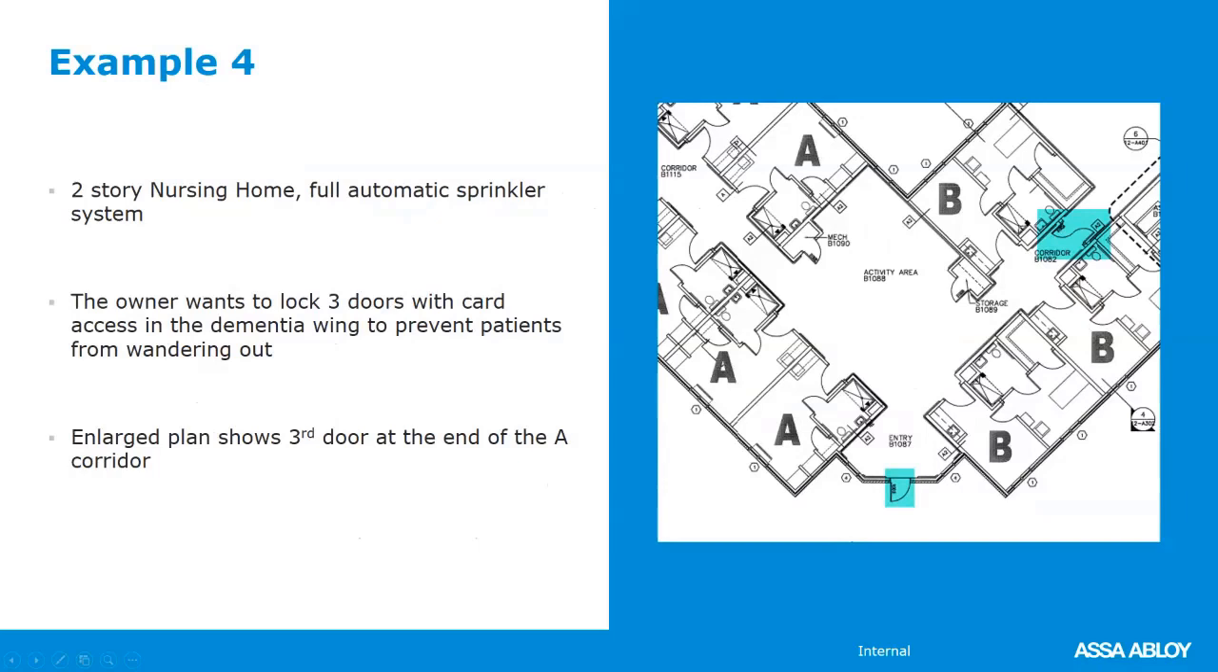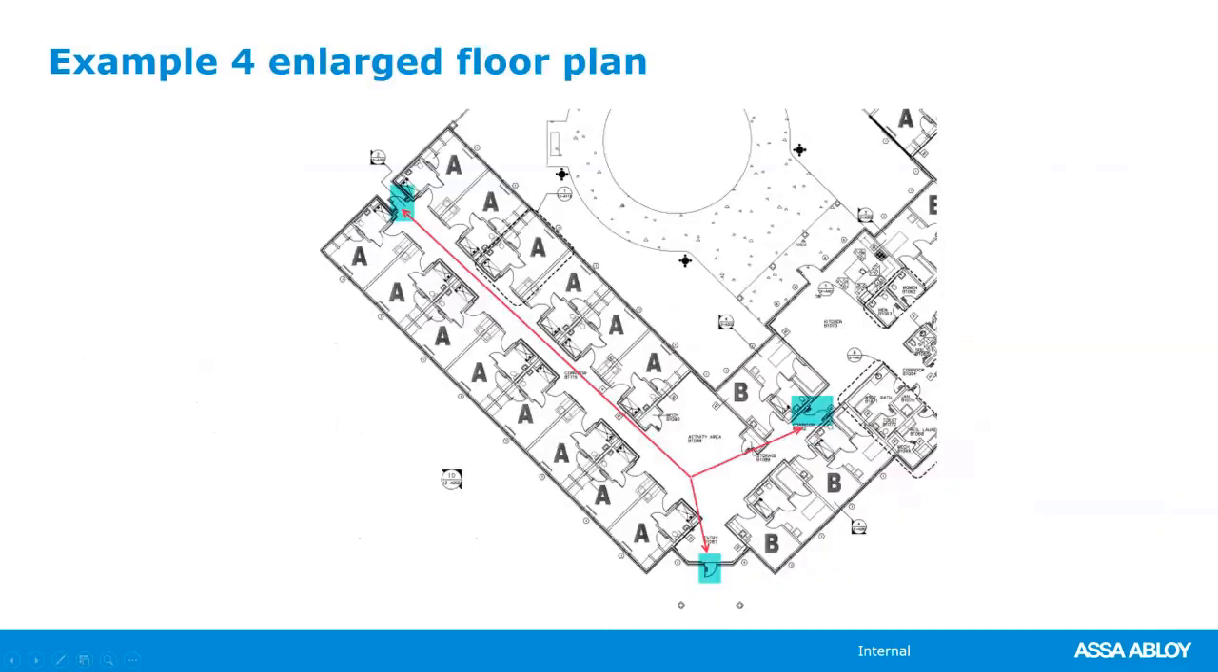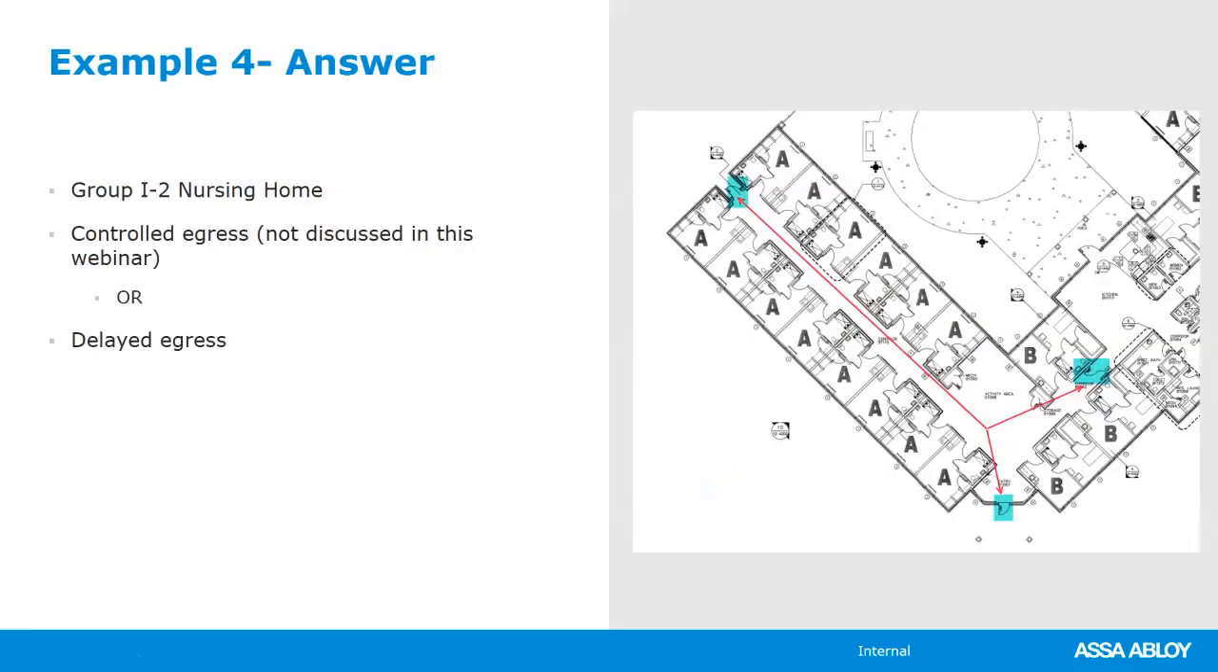This door, and let's take a look at the full floor plan, and this door. We have 3 different paths of egress, this way, and this way. And so I2 occupancies do allow either controlled egress, which we didn't discuss, that's a different special locking arrangement, or delayed egress. And so when I have the choice between these two, I'm going to go with controlled egress 100% of the time because there is no alarm and it locks the door for a longer period of time.